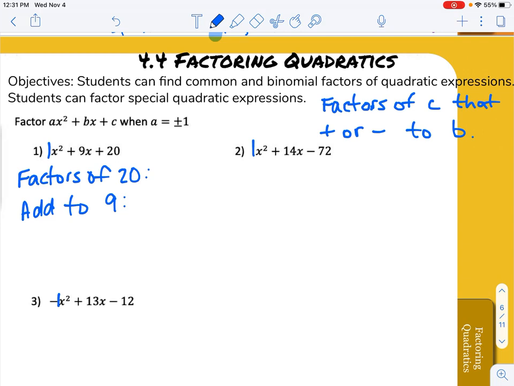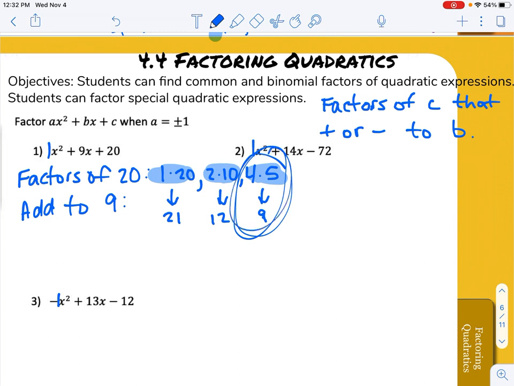you'll see that your factors of 20 are 1 and 20. Oops, let's put a multiply there. 2 and 10. And 4 and 5. Look at these pairs and decide which pair can add to equal 9. Whichever pair adds to equal 9 is going to be the pair that you use as your factor. Now we write factors as double parentheses. The squared up here means we need 2 parentheses, so we write x plus 4 and x plus 5, and that is actually our solution.